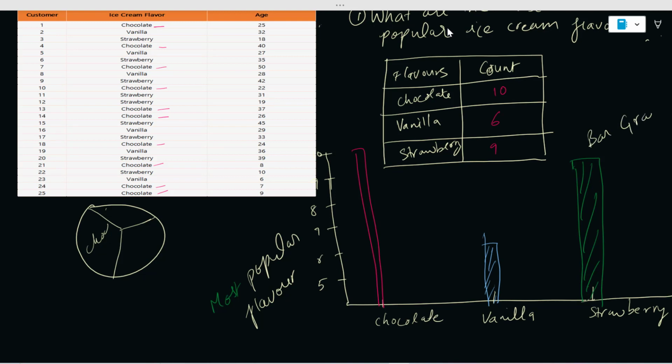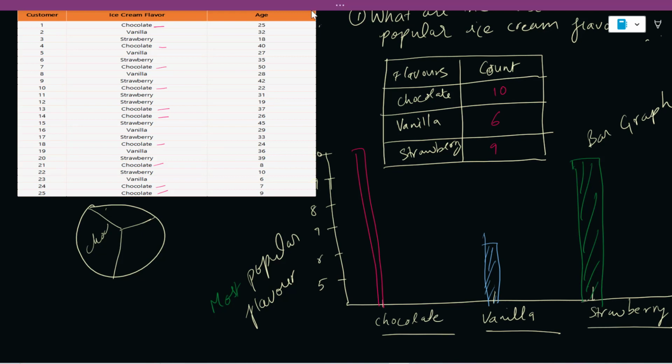A bar graph is used to get insight for qualitative variables, and we can use a bar graph in multiple ways. Let's say we can have one more variable over here, such as the gender of the customer, and then we can break this count into count by male and count by female.